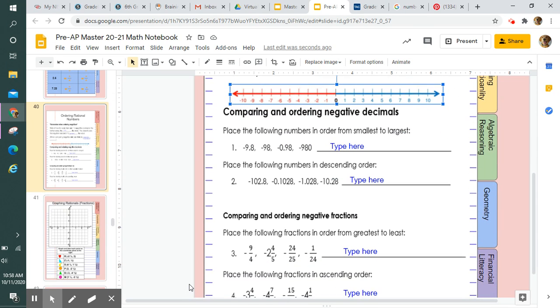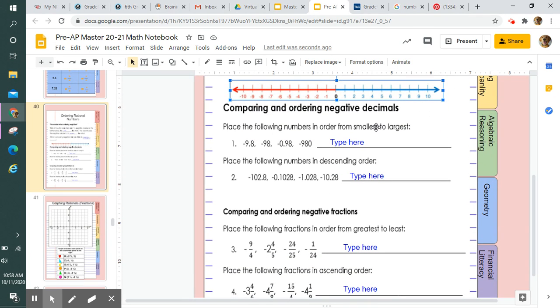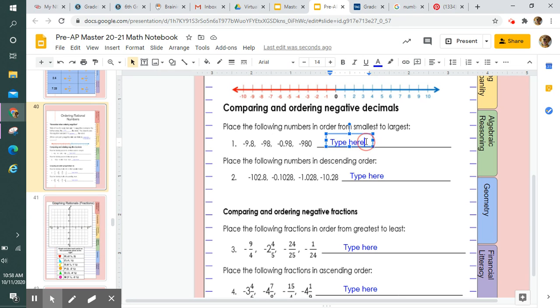All right, now it's asking us to place the following numbers in order from smallest to largest. Remember, the smaller numbers are further to the left on the number line. So really our smallest number is our bigger negative. The numbers we have are negative 9 8/10, negative 98, negative 98 hundredths, and negative 980. So 980 is the biggest number, but it's negative, so it's opposite. That's going to be our smallest number. So negative 980 is going to be the furthest to the left on our number line.